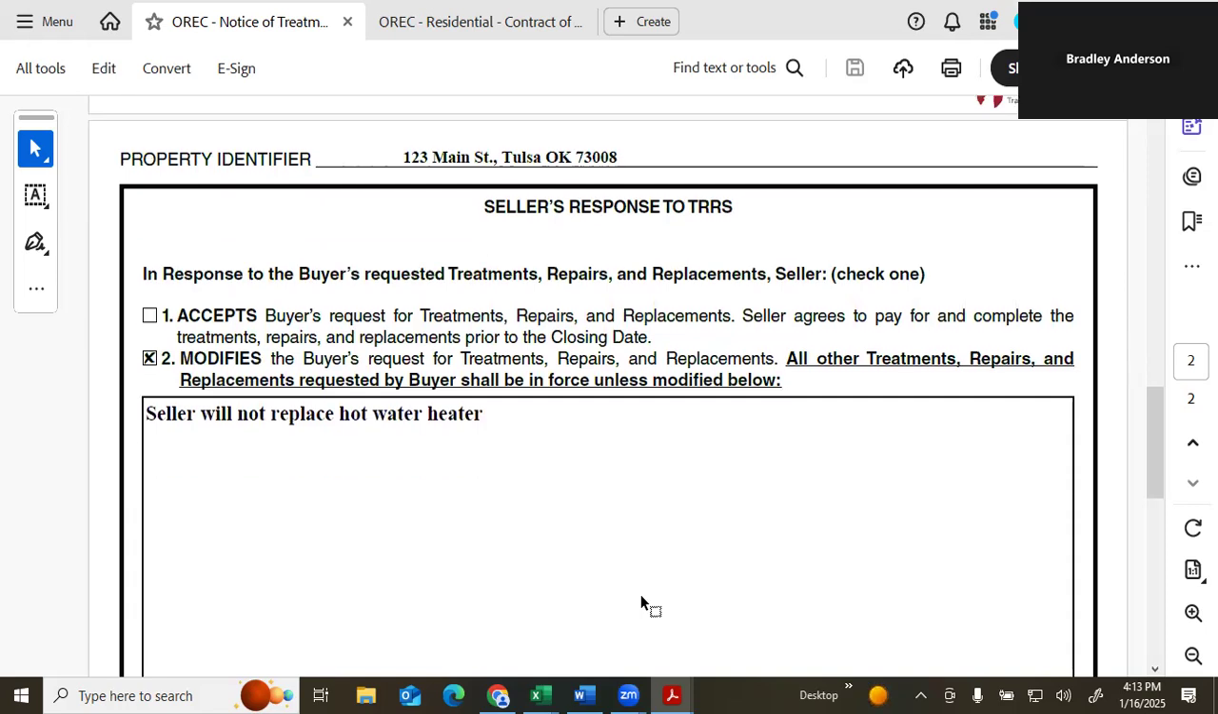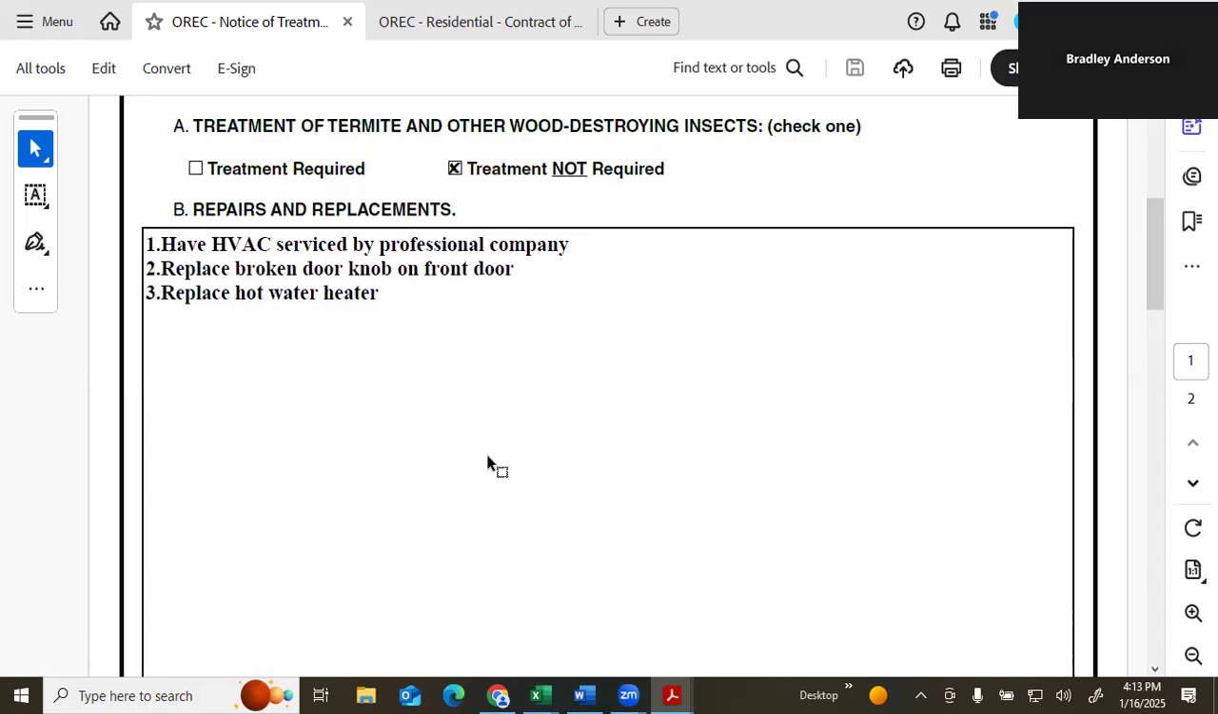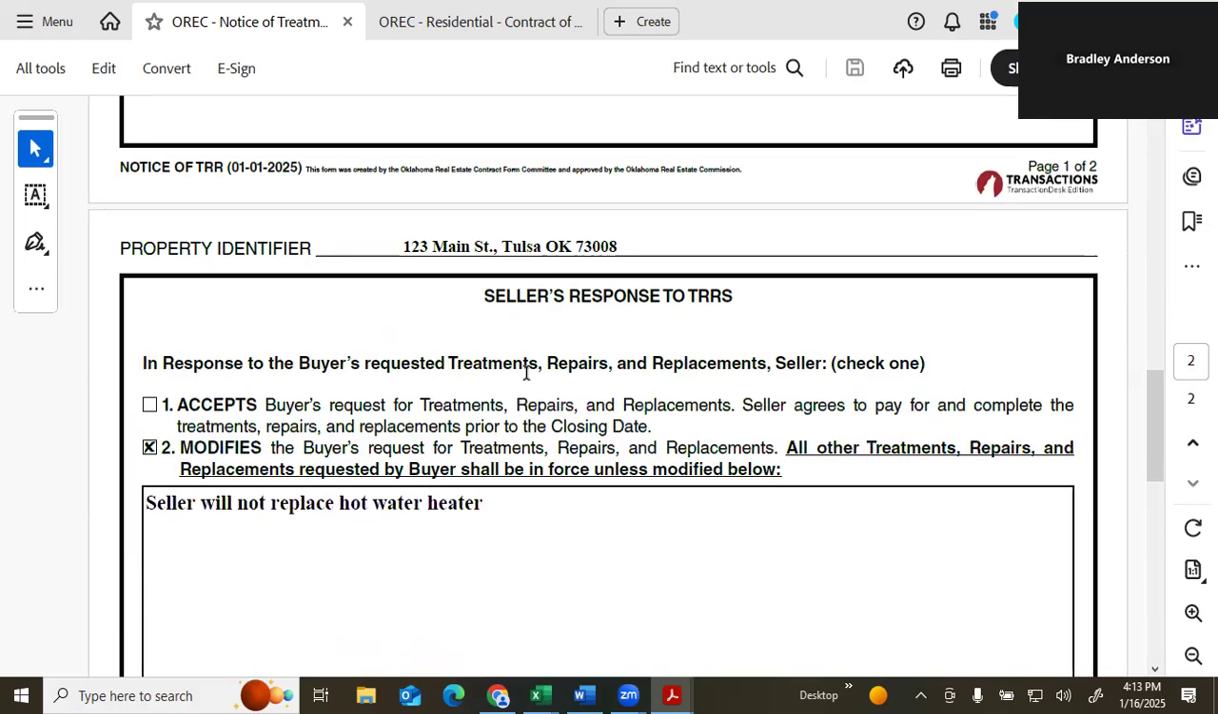So all these three things are going to get done unless the seller speaks to it here. And they have. So the seller says, seller will not replace hot water heater. All right, so what does that mean? That means that the HVAC and the replacement of the broken doorknob are being agreed to. Okay?